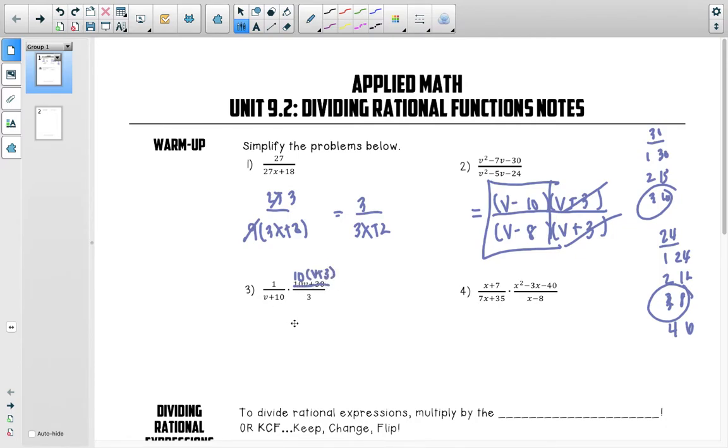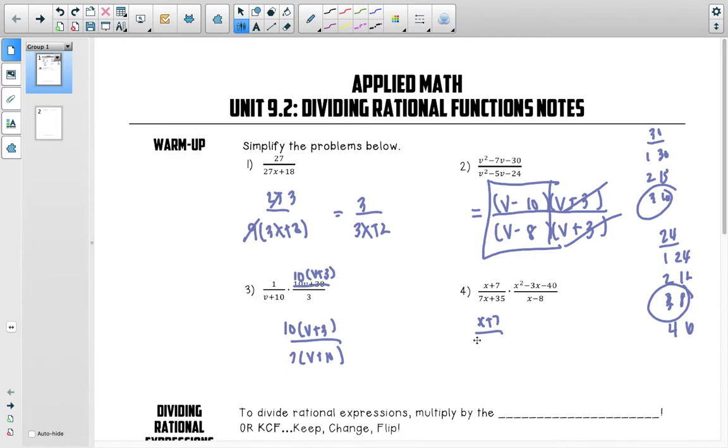And if you notice, that doesn't really do anything. So then you just have to multiply left to right, and you're left with this, and you actually can't cancel anything, so that's your answer. Okay? And then, last but not least, you would have x plus 7 that you can't mess with.